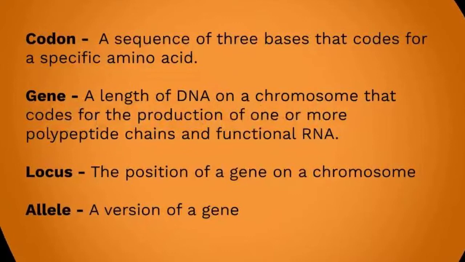So we have 3 definitions we need to remember. Gene, which is a sequence of bases on a DNA molecule coding for a sequence of amino acids. The location of the gene is called the locus, and an allele is a variation of the gene.